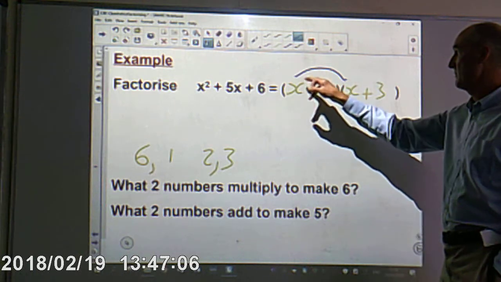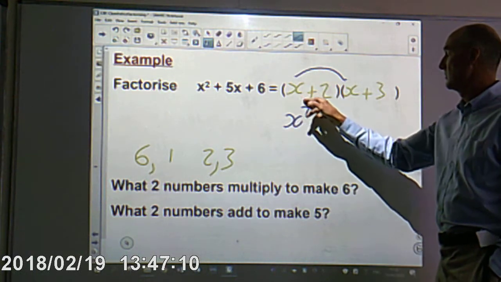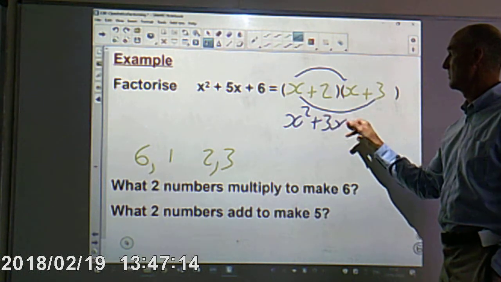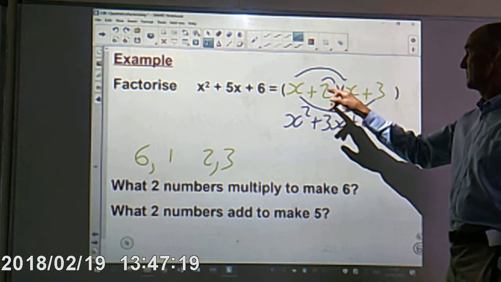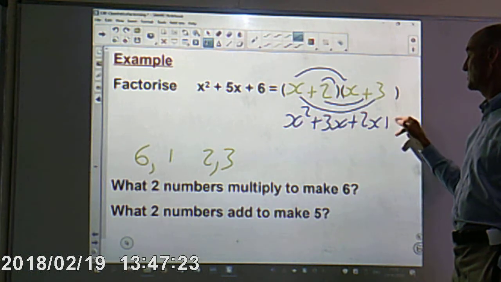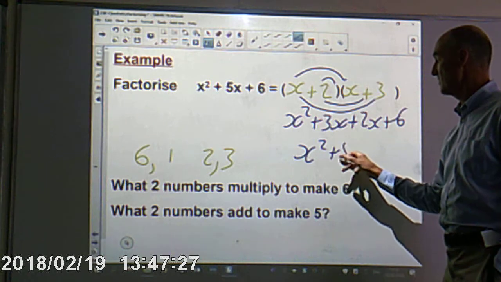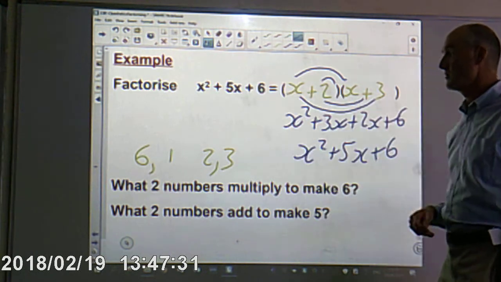FOIL says first terms x squared, outside terms plus 3x, inside terms plus 2x, last terms 2 times 3 is plus 6. x squared plus 5x plus 6, which is what we started with. So that works.